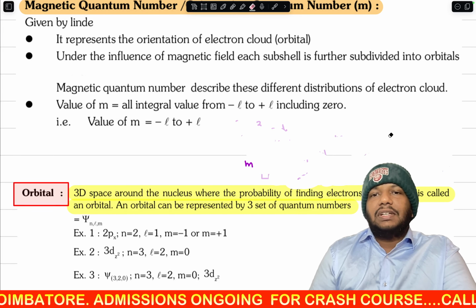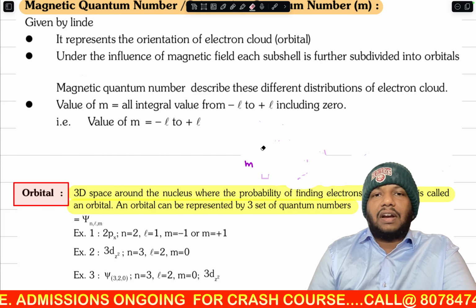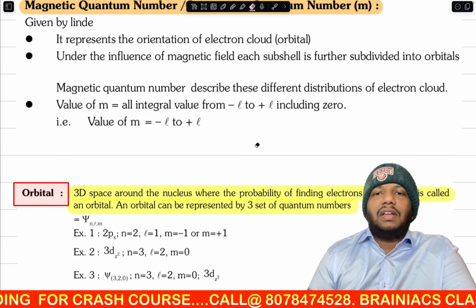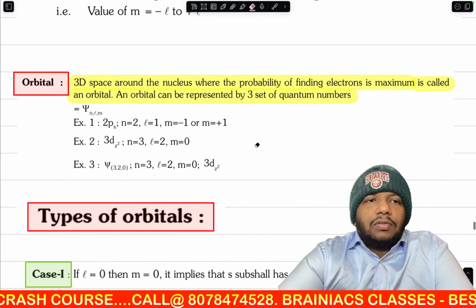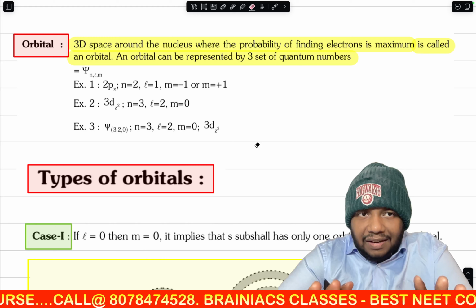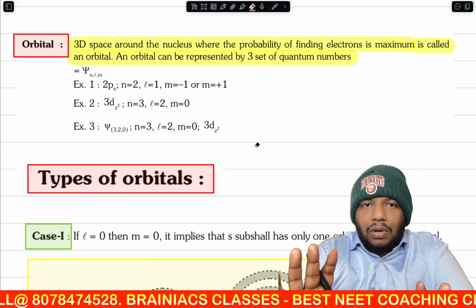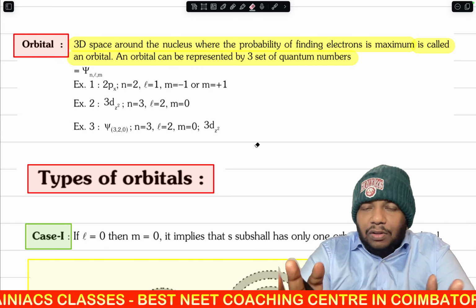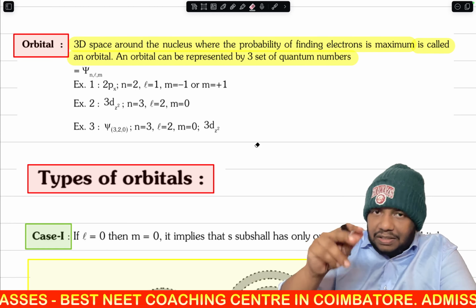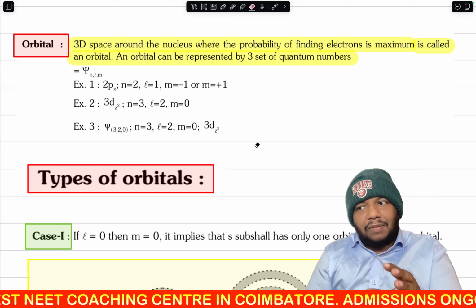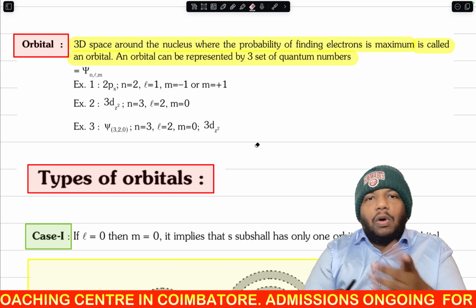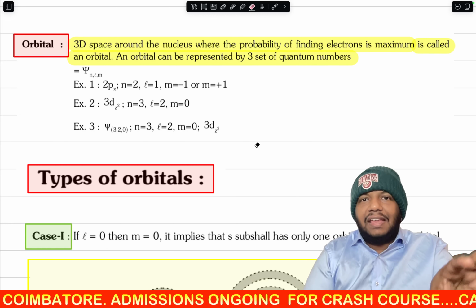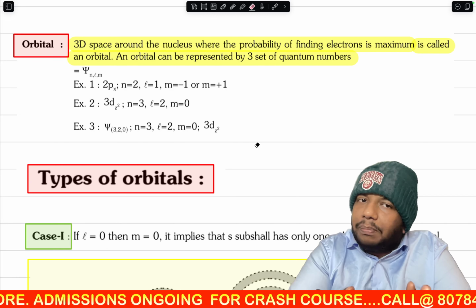Any doubt? Let's move to the concept of orbital in detail, to give you a little more clarity. Fundamentally, what is an orbital? An orbital is a 3D space around the nucleus where the probability of finding the electron is maximum. Inside the subshell there is an orbital, but we cannot mention an exact coordinate. We say this space, this area, has the maximum probability of finding the electron.